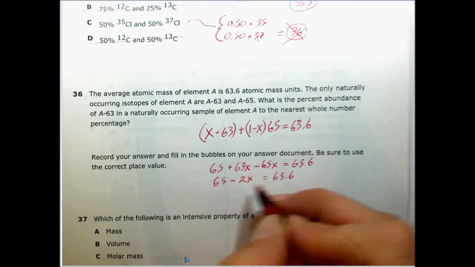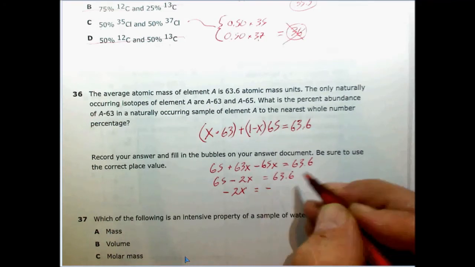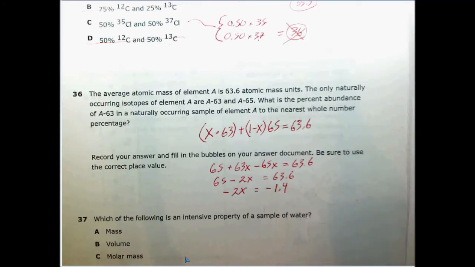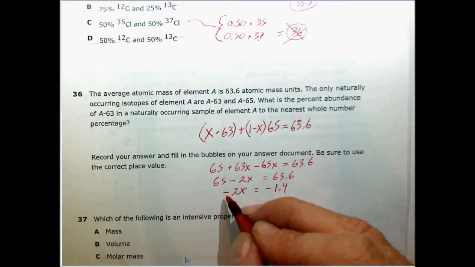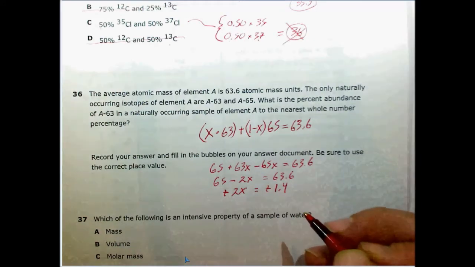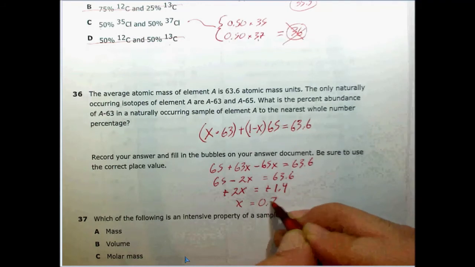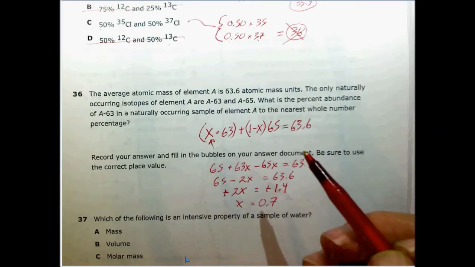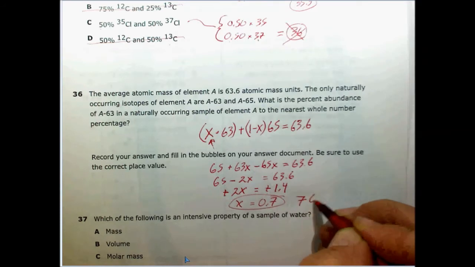Subtract 65 from both sides, and we have minus 2x equals minus 1.4. I'm doing this in my head. We can change the sign on both sides without it raising any complications, and x ends up being 0.7. So this x right here is 0.7, which is the same thing as 70%.